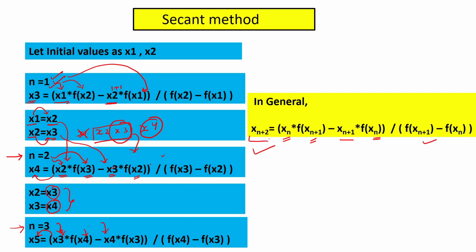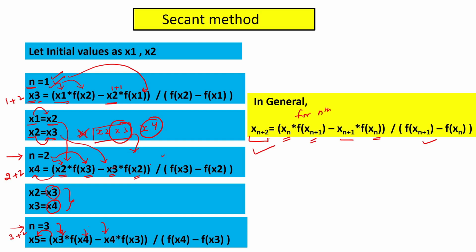Now here we have written that for the general nth iteration, we have to find x n plus 2. Why? You can see here, when n is 1, then we are finding x3, that is 1 plus 2. The same way, when n equal to 2, then we are finding x4, that is n value 2 plus 2, that is 4. The same way, this 5 will come as 3 plus 2. So again and again we are saying n plus 2.